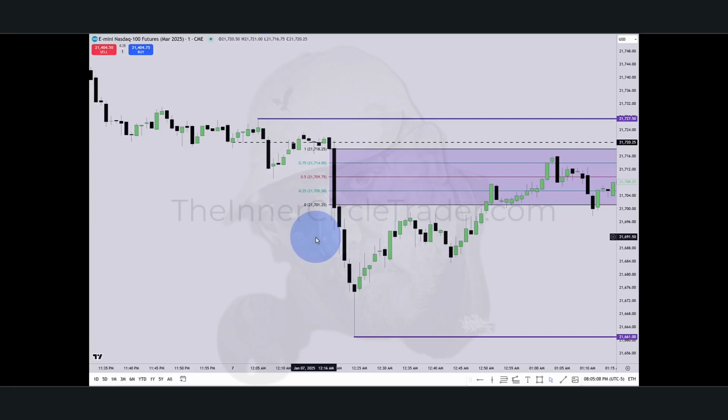Well, we have gradient levels here. The lower quadrant, consequent encroachment, which is the midpoint of the range high and low that creates this single sell-side imbalance, buy-side inefficiency, and the upper quadrant level here. And then obviously the high and the low respective of this inefficiency.